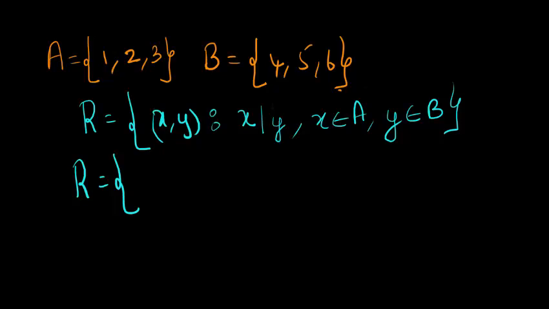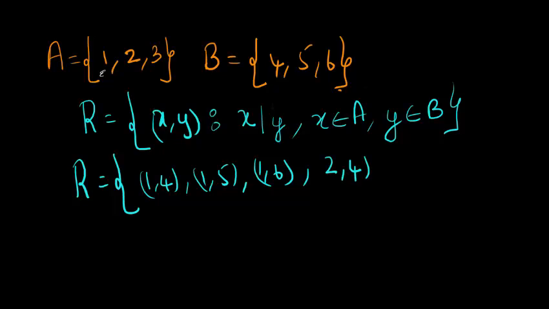We know that 1 divides every other element, isn't it? Yeah, 1 will divide every other element. So I'm going to pick that up. 1, 4, 1, 5, and 1, 6, and 2 divides 4, so I'm going to pick 2, 4. 2 also divides 6, so 2, 6, and 3 doesn't divide 4, 5, it divides 6, 3, 6. Now these are the ordered pairs belonging to this particular relationship R, defined in such and such way.